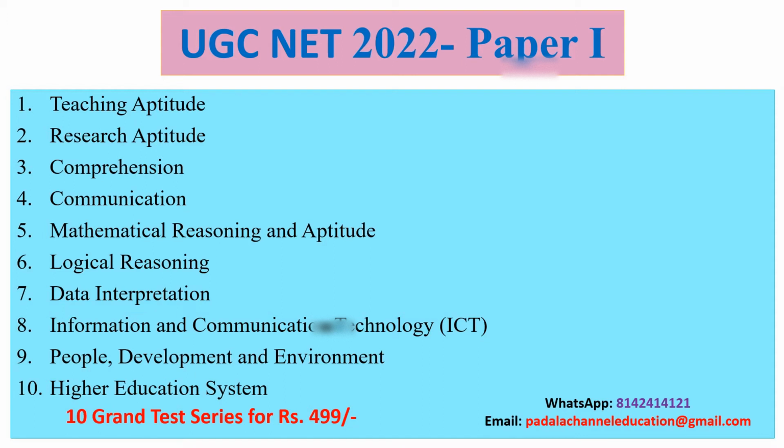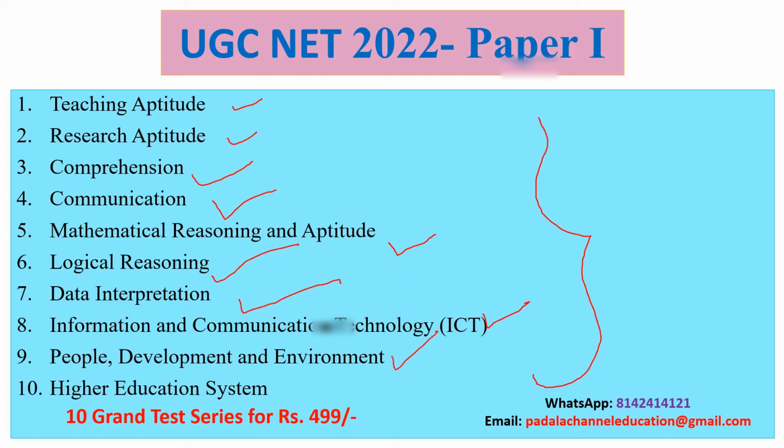Paper 1 is classified into 10 different units, and each unit will carry 10 marks. Here teaching aptitude is there, research aptitude, comprehension, communication, mathematical reasoning and aptitude, logical reasoning, data interpretation, ICT, people development and environment, and higher education system. From each of these 10 units, you can expect 10 marks.